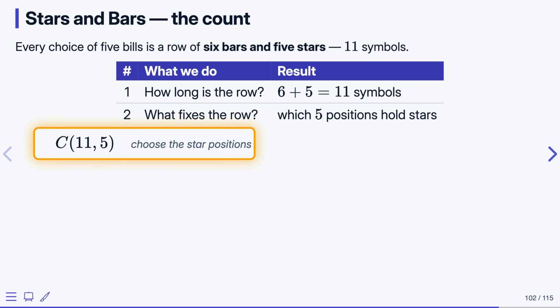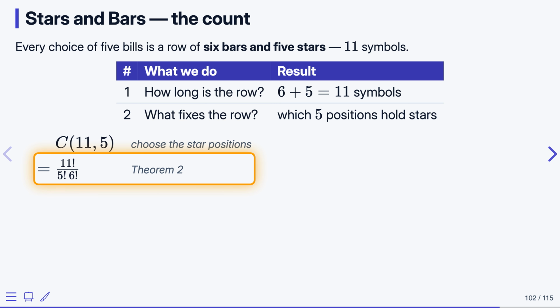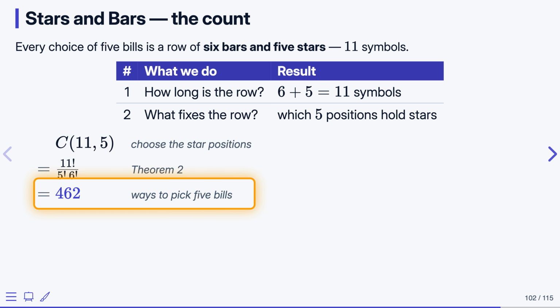Now the working. That choice is C of 11, 5. By theorem 2, that is 11 factorial over 5 factorial times 6 factorial. It works out to 462 ways to pick the 5 bills.